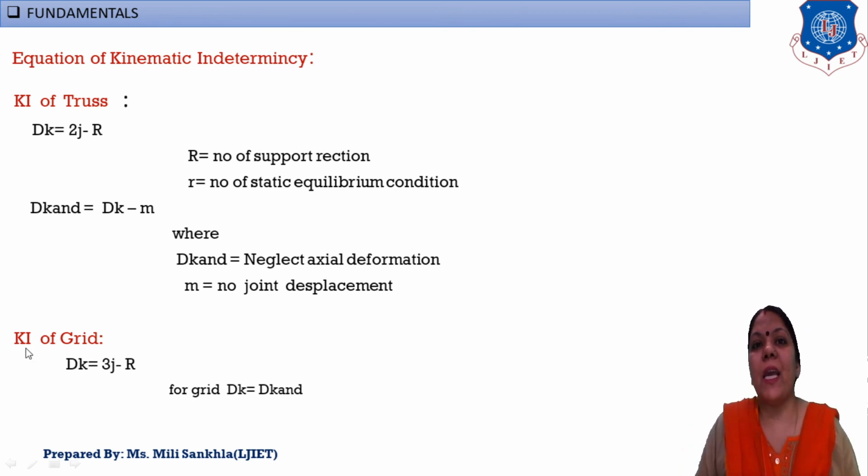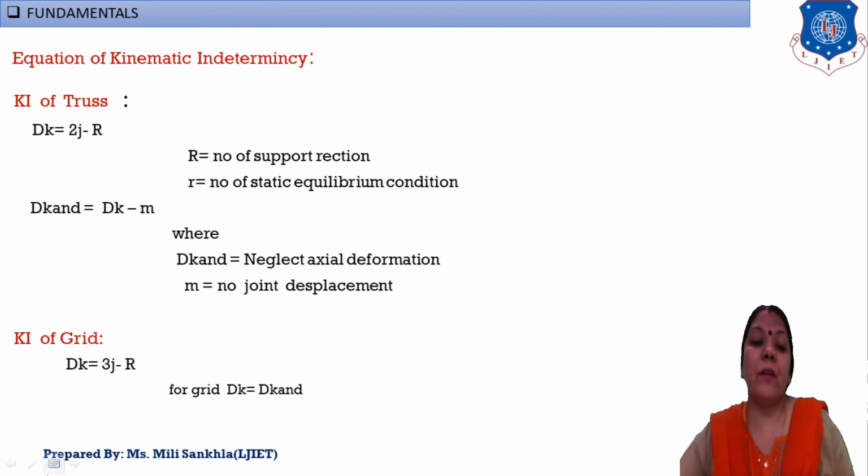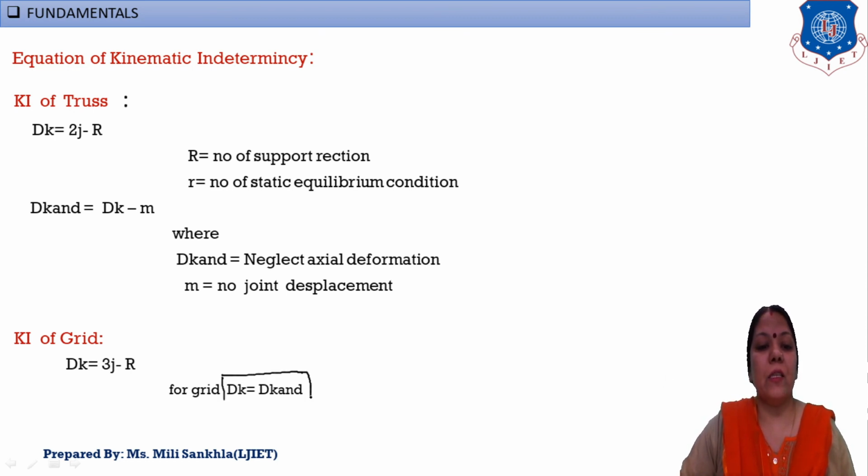Now last, KI of grid. KI of grid, again the equation is dk equal to 3j minus r, j for joint, r for support reactions. But in KI of grid, dk is equal to dk NAD. Why is dk equal to dk NAD in grid? Look at this. Here I write dk is equal to dk NAD. That means there is no need to find axial deformation.